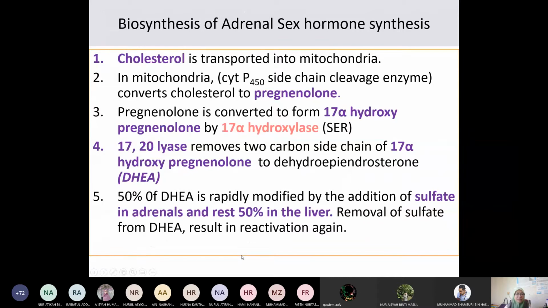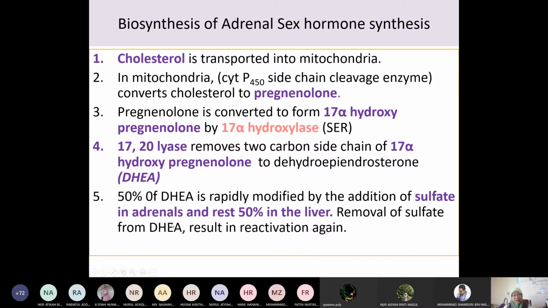Regarding biosynthesis of adrenal sex hormones, as I mentioned earlier, the starting compound is cholesterol. The side chain cleavage enzyme removes the long carbon chain from cholesterol, making pregnenolone. Pregnenolone is then acted on by the 17 alpha hydroxylase enzyme, found in the smooth endoplasmic reticulum, making 17 alpha hydroxypregnenolone, and lyase removes the carbon chain to give dehydroepiandrosterone, called DHEA for short.